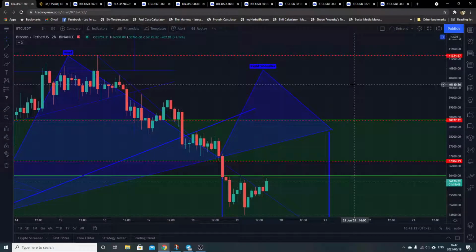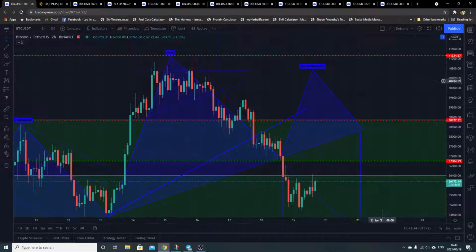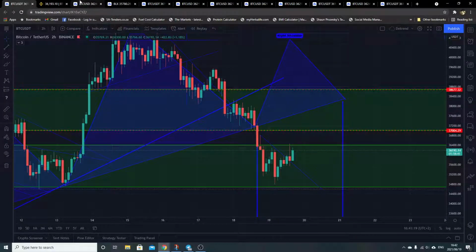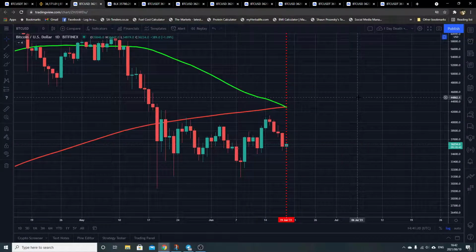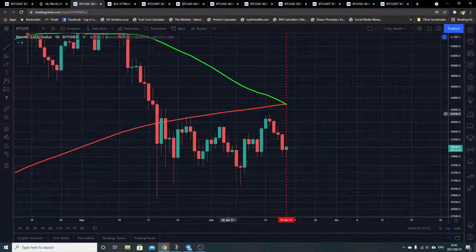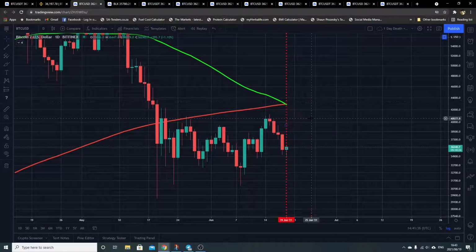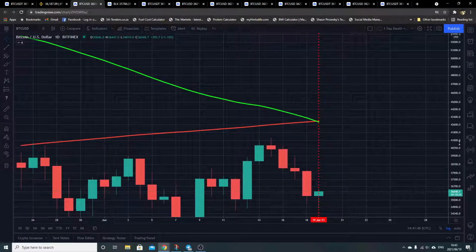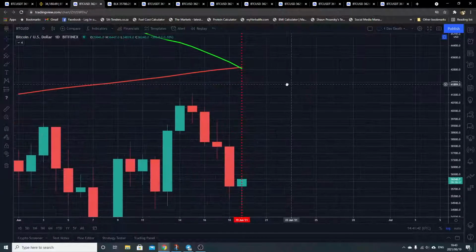Okay, guys. All right, now we're going to go through a couple of other charts. Let's see what the next chart is. Oh, okay. The very, very dangerous death cross, which is on the Bitfinex chart, the Bitcoin US dollar on the daily. We have got a cross, guys.